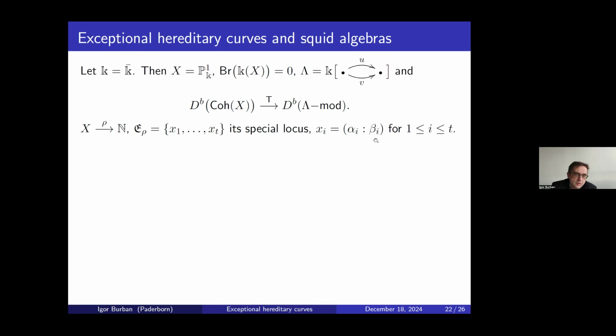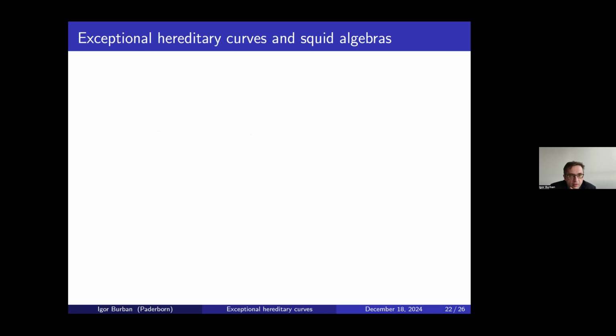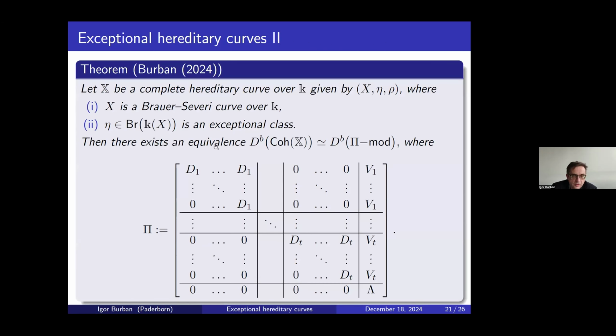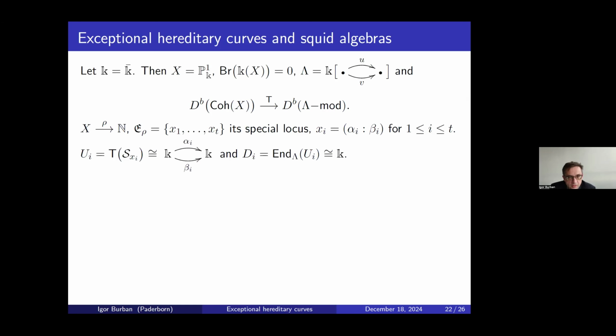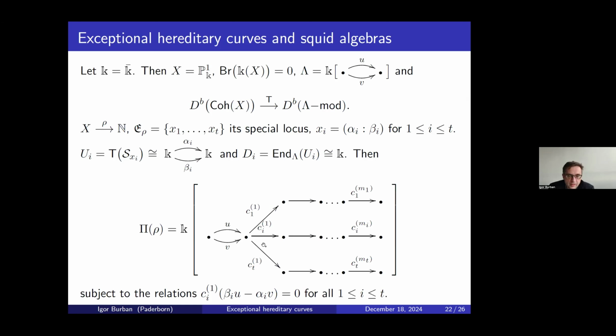So you can describe them by tuples alpha and beta_i. Under the tilting equivalence, the image of the simple sheaf is the regular representation corresponding to alpha and beta_i. Its endomorphism algebra is K. So the formula for the algebra simplifies a lot. These D_i's are K's. Here we know what to write. Lambda is the path algebra of the Kronecker quiver. And everything can be written as a path algebra of a quiver with relations. And this quiver looks like a squid. Yeah, so the name makes sense. So you see the body of the squid, and it might have arms.